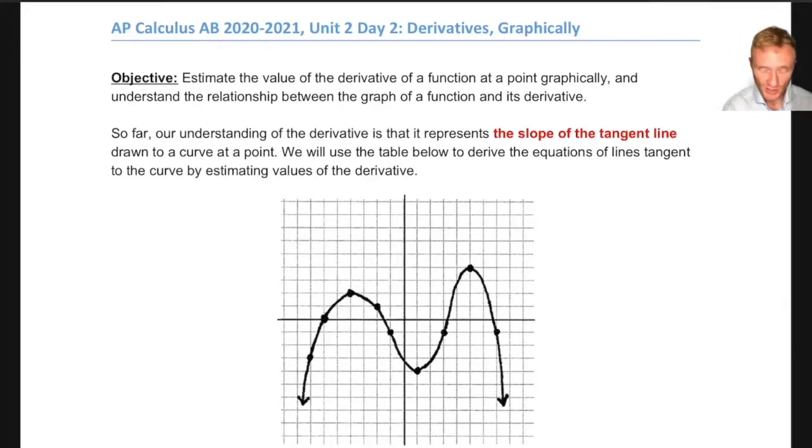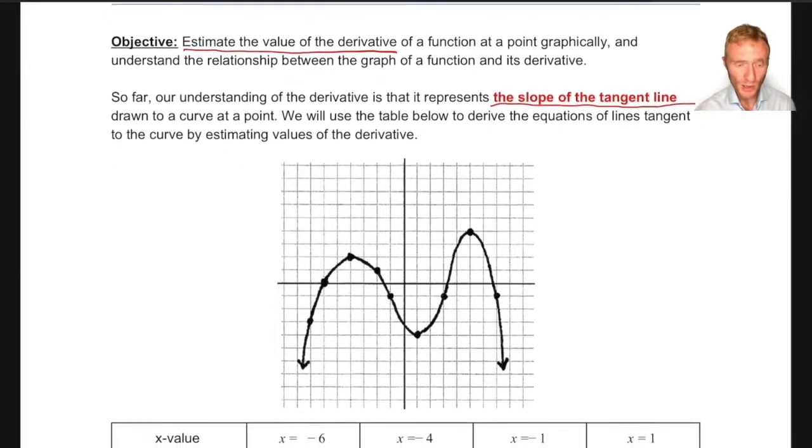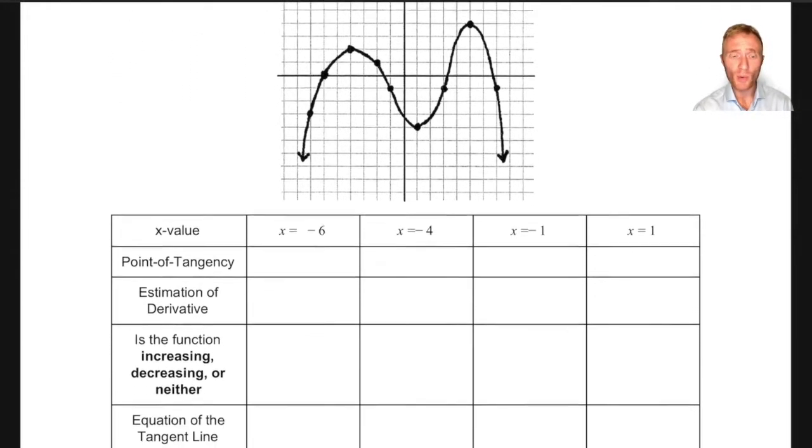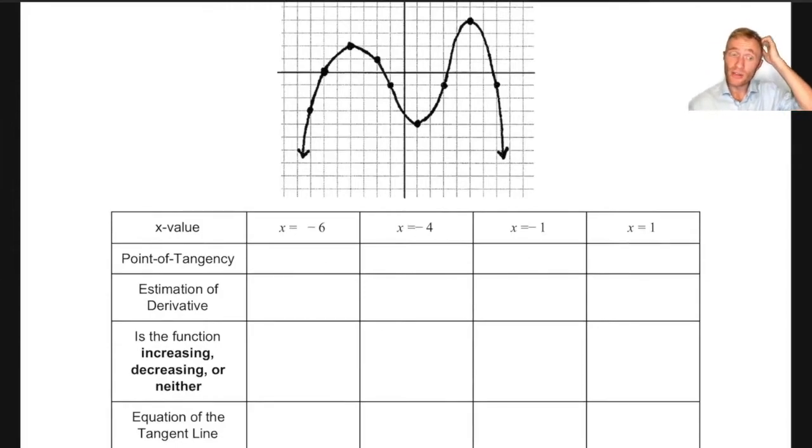So first things first, when I say estimate the value of the derivative, what I'm talking about here is estimating the single most important sentence in all of calculus: estimating the slope of the tangent line. To refresh our concept of a derivative, we're going to take this function below and come up with the equation of tangent lines to that function at a few points. Let's start on the left here. For each of these, we're going to talk about the point of tangency, estimate the derivative, talk about whether the function's increasing or decreasing, and then come up with an equation of the tangent line.